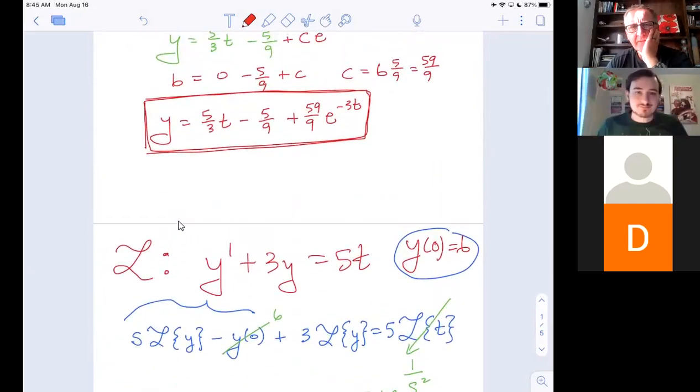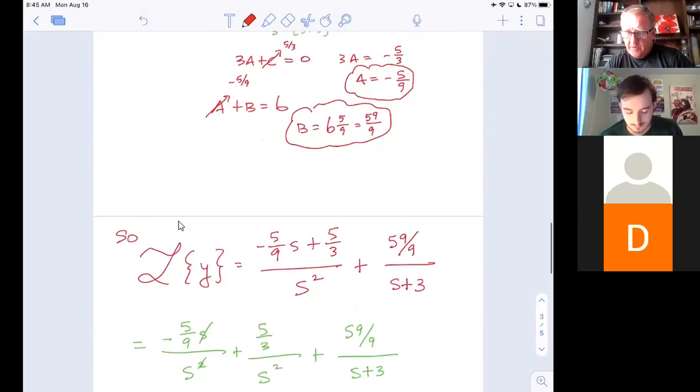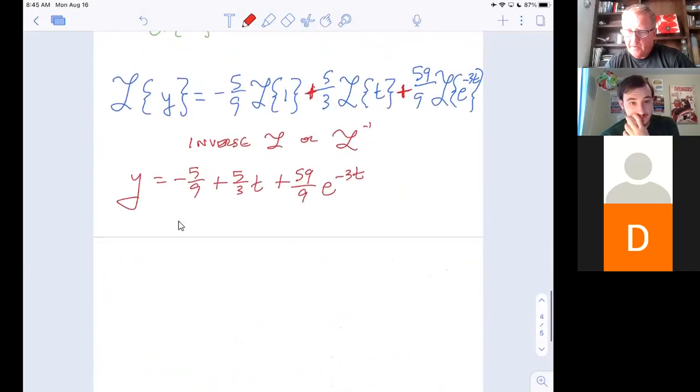Anything wrong? I know all the fractions are right, but is there like a sign problem or anything? 5/3 t minus 5/9. Yeah, that's right. Wow.